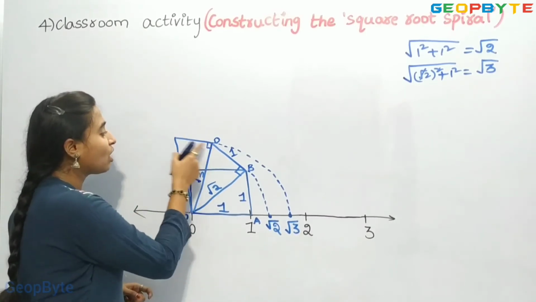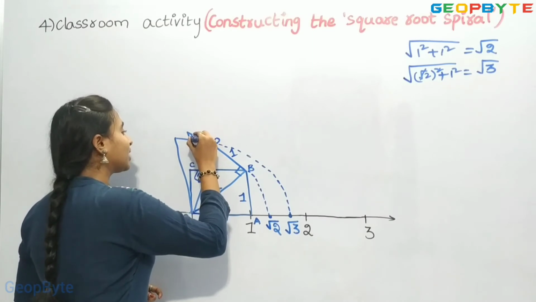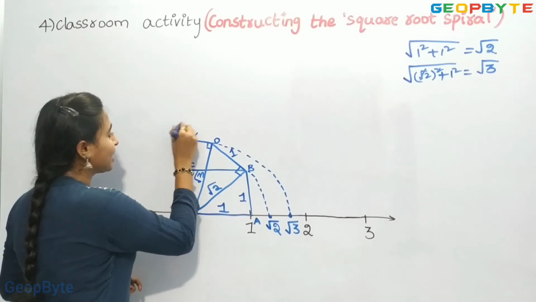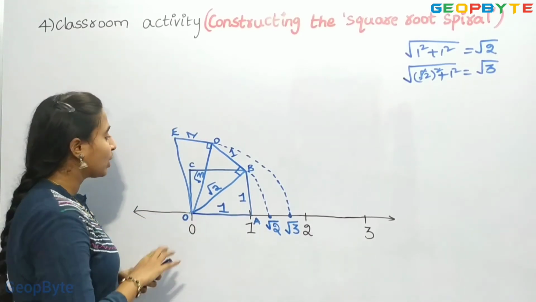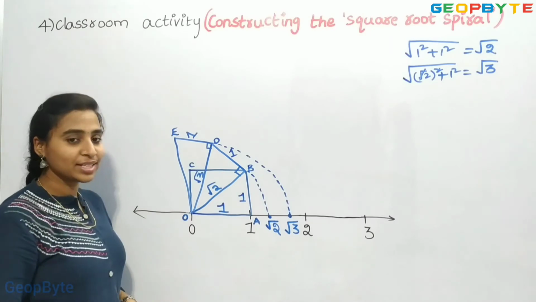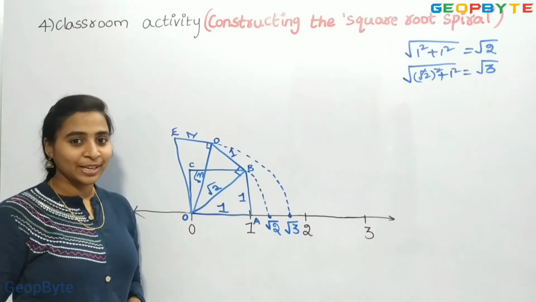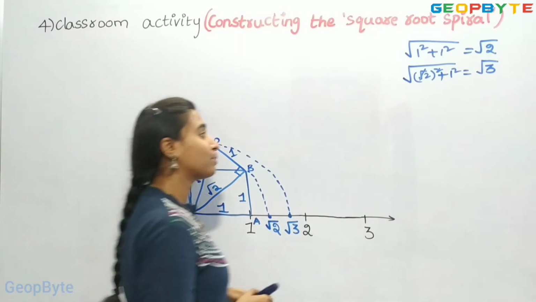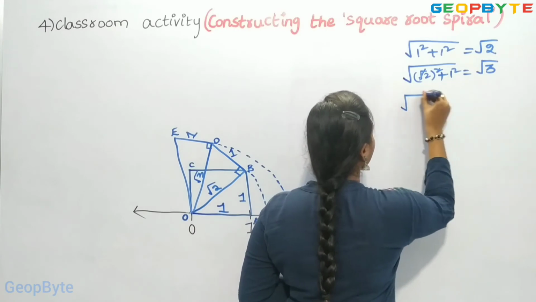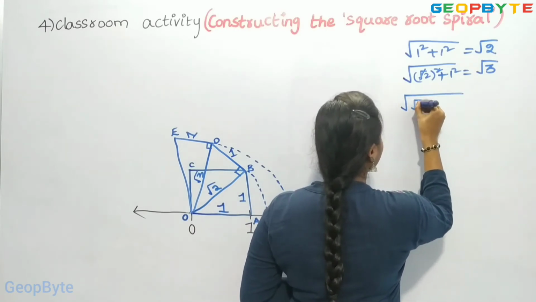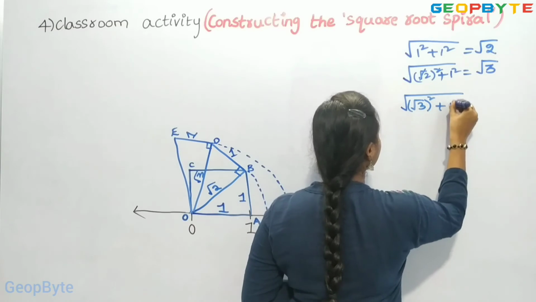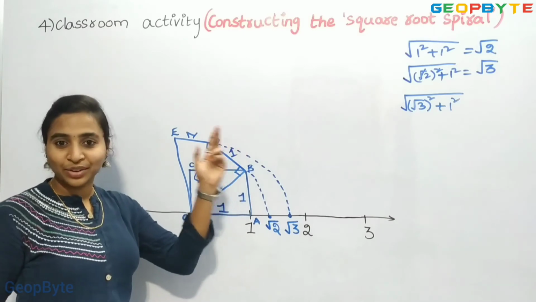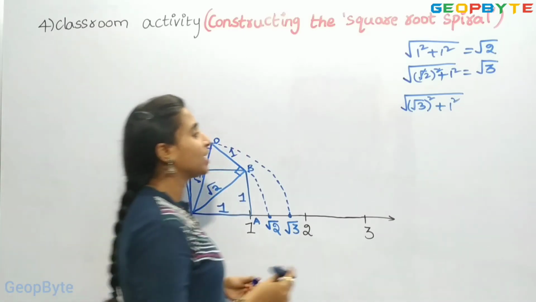Now as I have drawn this line with unit length, let us write 1 and after D it is E. Now in order to find the hypotenuse, we need to use Pythagoras theorem. We have root 3 and 1. So by using Pythagoras theorem, under root of root 3 whole square plus 1 square. As we have root 3 and 1, we can find the hypotenuse.